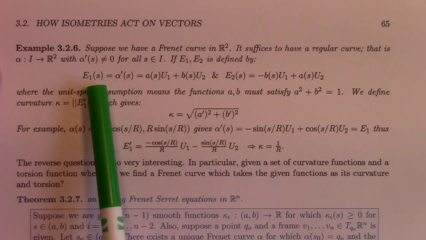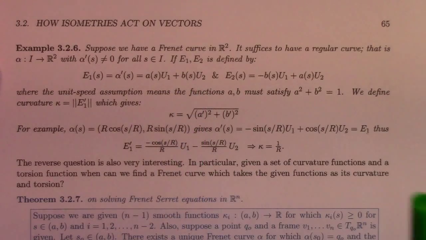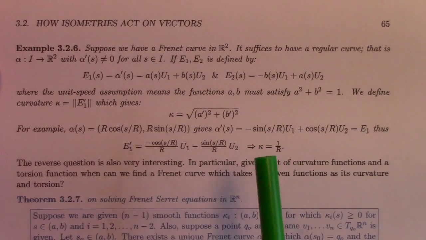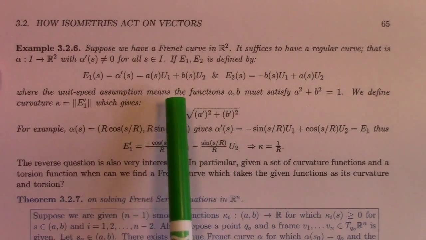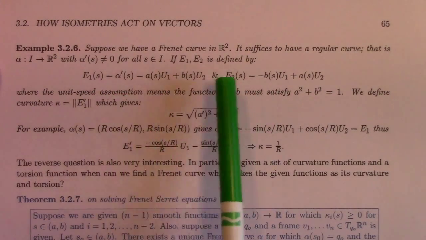E1 is coming from what it almost always comes from in these constructions. I just set up E1 to be the unit tangent, all right? And it's arc length parameterized, so it's just the tangent. The velocity of the curve is E1. Then E2 I have to construct by some other means.